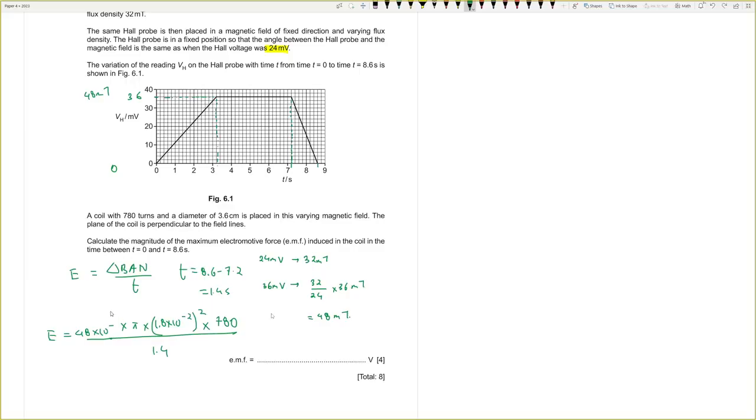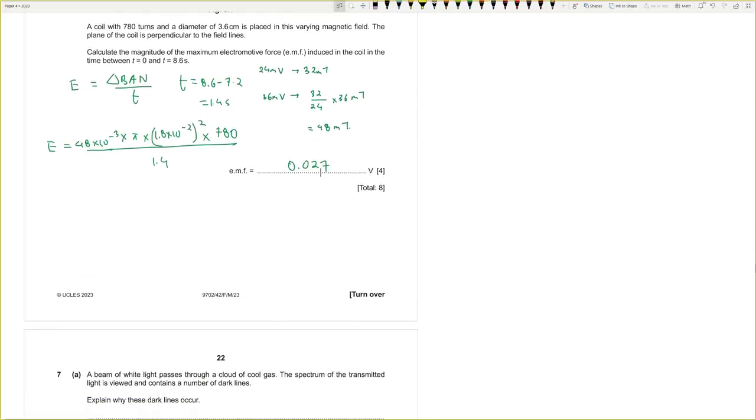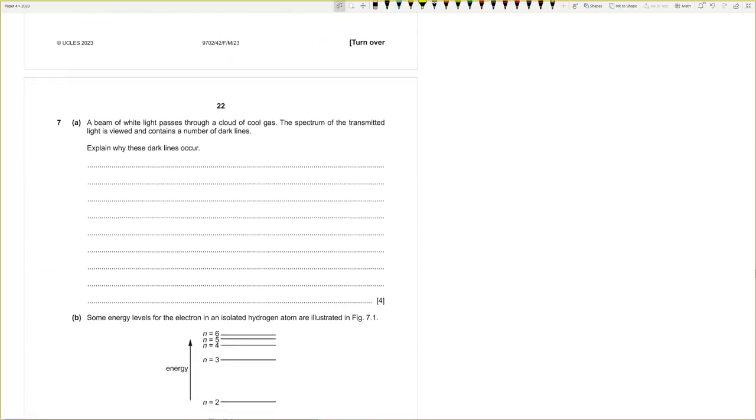Let's do this. So yeah, they've added a new variation. I haven't seen this before. 48 times 10 to the power minus 3 times pi times 1.8 times 10 to the power minus 2, whole squared, times 780 divided by 1.4. This gives you a value of 0.027 volts to 2 SF. Alright, great. Moving on to question number 7. We only have 4 questions left: 7, 8, 9, and 10. It won't take long.